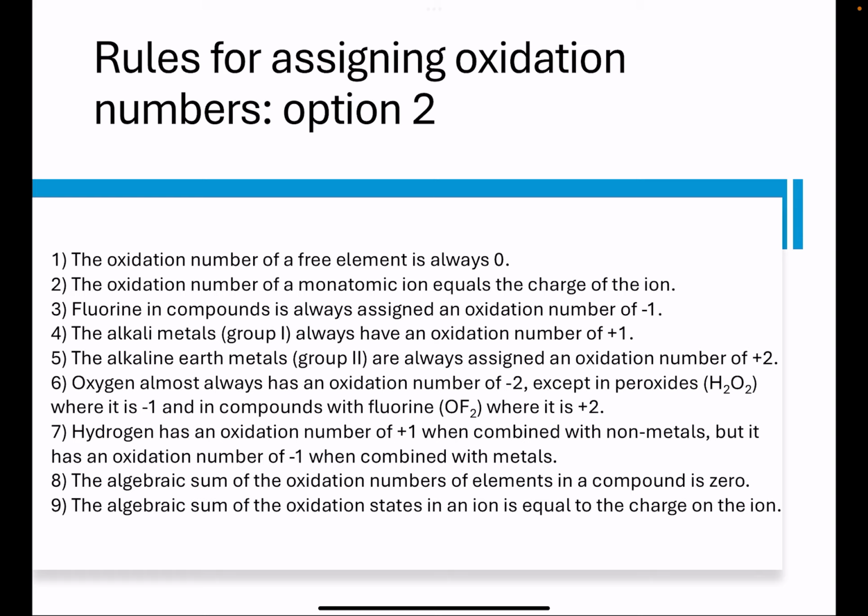You form a type of intuition when you look at different chemicals. You feel like, hey, this seems to be the charge, right? So you form intuition when you do that. But those are rules that you can follow.